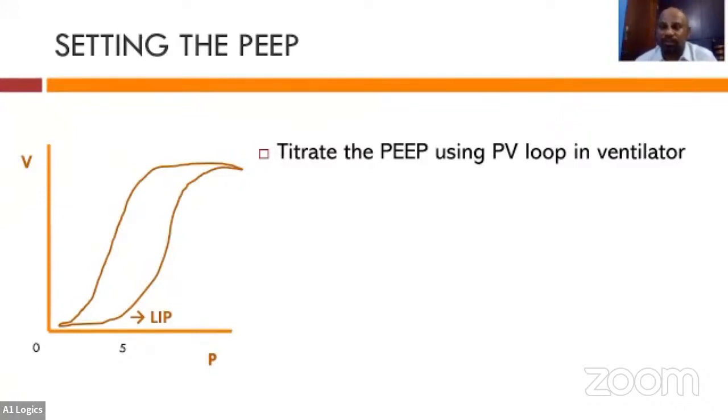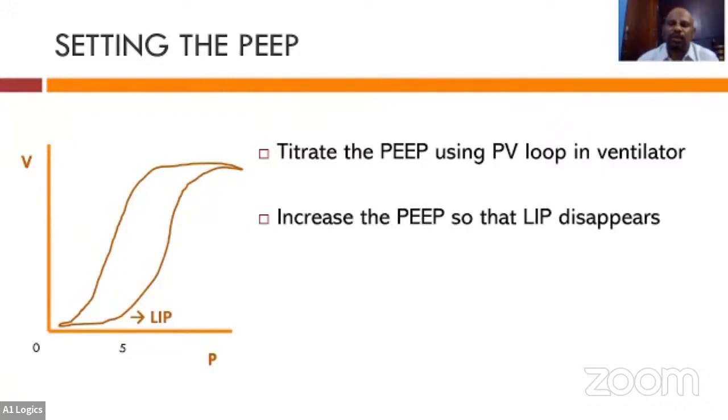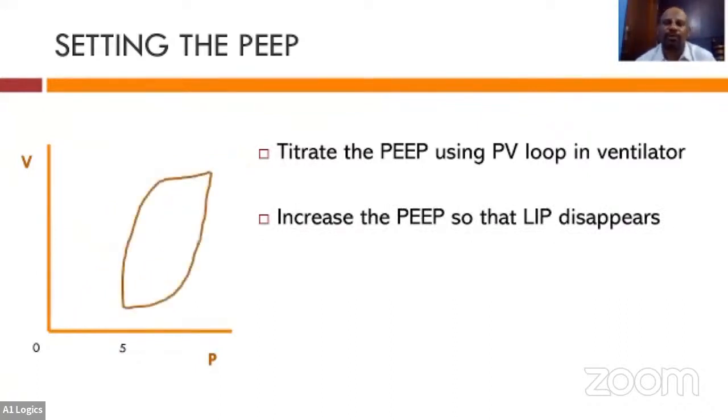So you'll have to note this lower inflection point and slowly start increasing the PEEP so that the LIP, that is lower inflection point, starts to disappear. See, I'm increasing the PEEP from 1, 2, 3, 4, 5. Bingo. Here you have a PV loop which has no lower inflection point. This is the place where alveoli start to remain open.